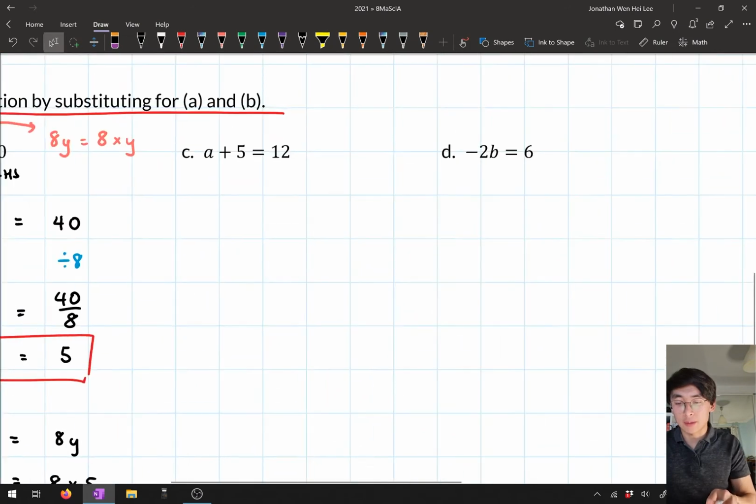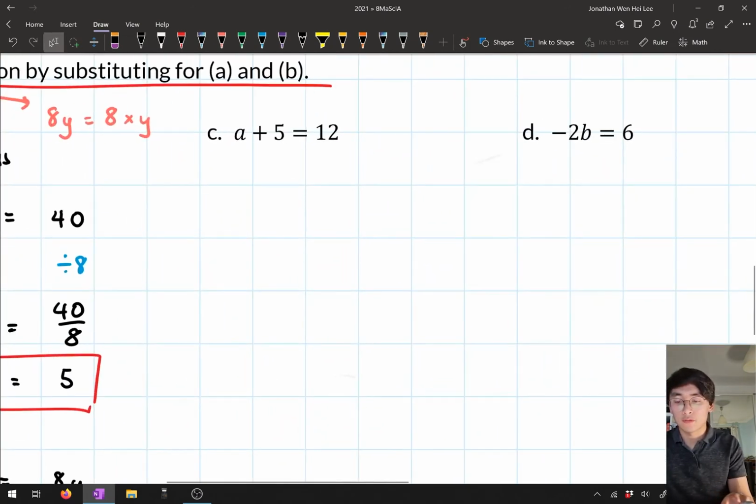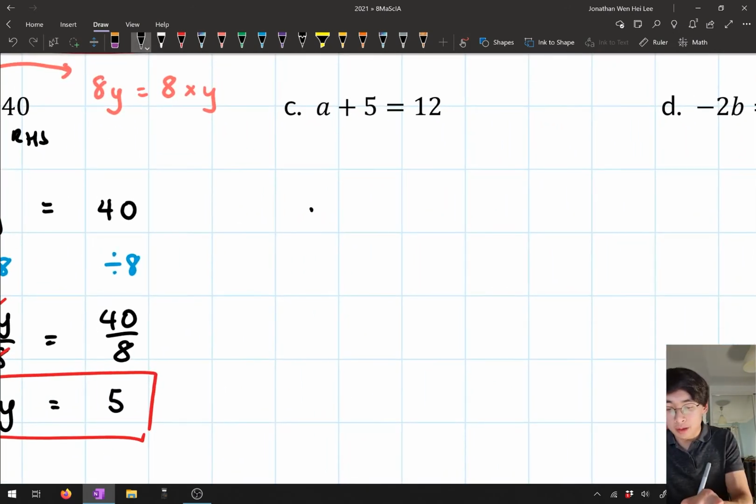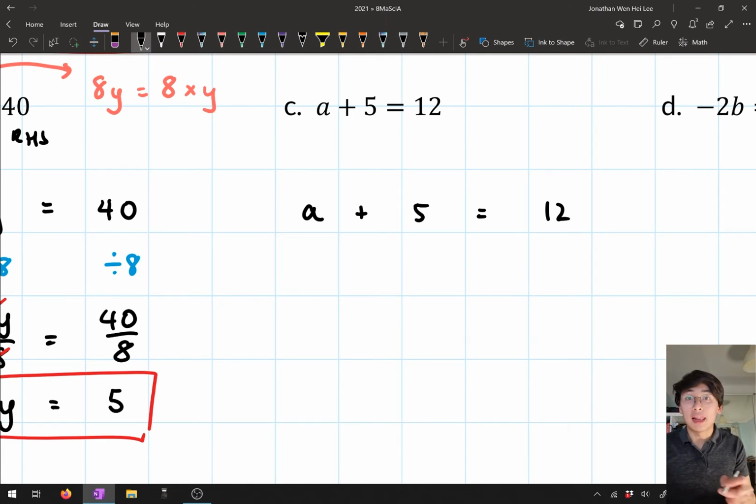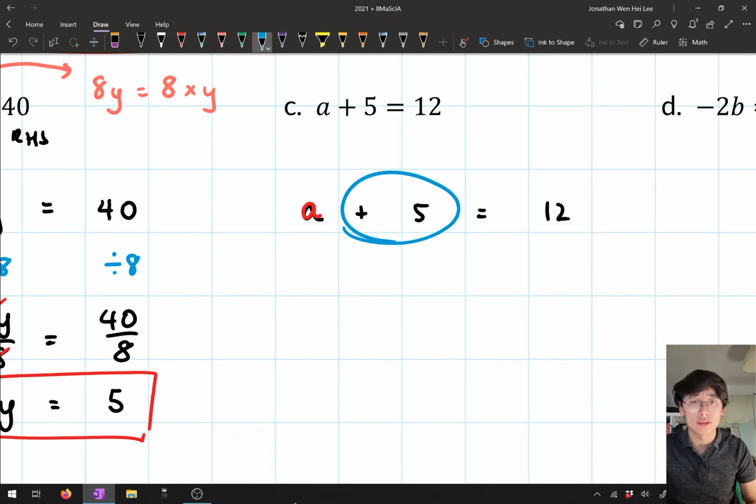Okay, last two examples for our one-step equations. Firstly, we've got a plus 5 is equal to 12. Notice here on my left hand side, I have the pronumeral a. We want to find the value for that letter a. But on the left hand side, we also have this plus 5. We don't want that plus 5 there. So what do we need to do? What's the opposite of adding 5? The opposite of adding 5 is subtracting 5. And so what I'm going to do here is subtract 5 from both sides.